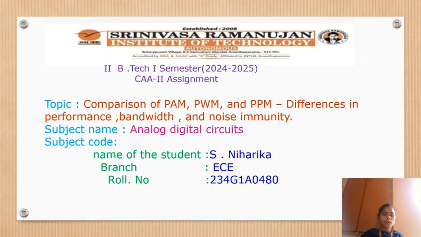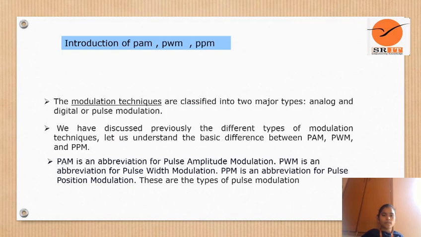Today, let us discuss the comparison of PAM, PWM, and PPM: differences in performance, bandwidth, and noise immunity in analog and digital circuits. Introduction of PAM, PWM, and PPM. The modulation techniques are classified into two major types, analog and digital or pulse modulation. We have discussed the different types of modulation techniques previously. Let us understand the basic differences between PAM, PWM, and PPM.